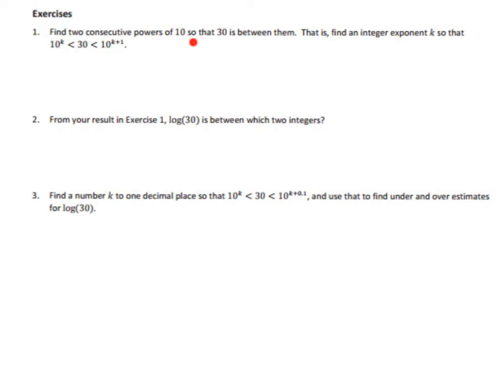Alright, so find two consecutive powers of 10 such that 30 is between them. This is an integer exponent k, so 30 is between 10 to the k and 10 to the k plus 1. If I start off with numbers here, I think you guys will agree that 10 to the first is 10, and 30 is bigger than that. And if k is 1, then k plus 1 is 2, which means 10 squared, which is equal to 100. So 30 definitely falls between those two. So my k is equal to 1.